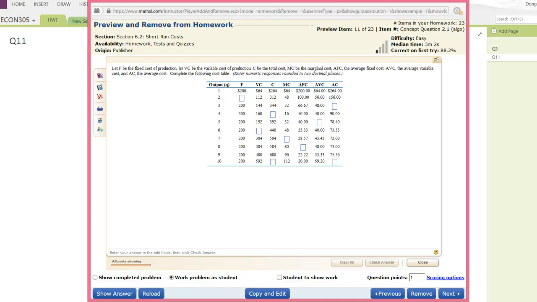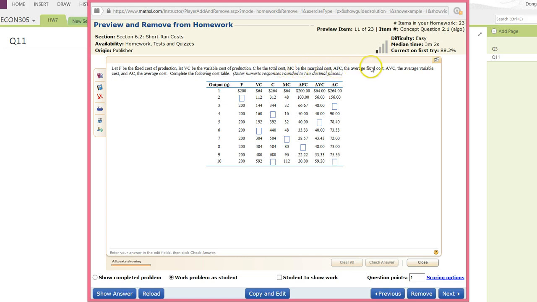This is question number 11 of homework 7 for chapter 6. This is actually a very interesting question because it tests our knowledge about the relationship between the various types of costs. So here the F is the fixed cost, and the VC, that's the variable cost, and C is the total cost, and MC is the marginal cost.